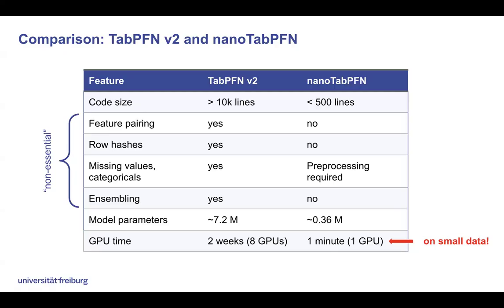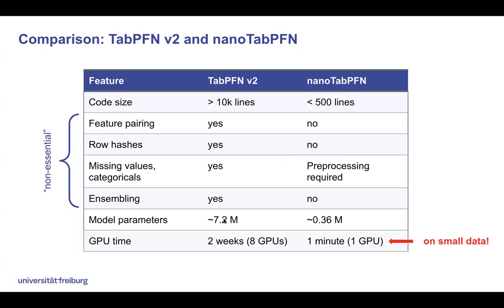Similarly, TabPFN v2 adds a column of hash values, which is supposed to help distinguish two rows which otherwise have the exact same features. We also remove that. And then for missing values in categoricals, in nanoTabPFN, you need to pre-process them by imputing or ordinally encoding them. In TabPFN v2, missing values were handled inherently.